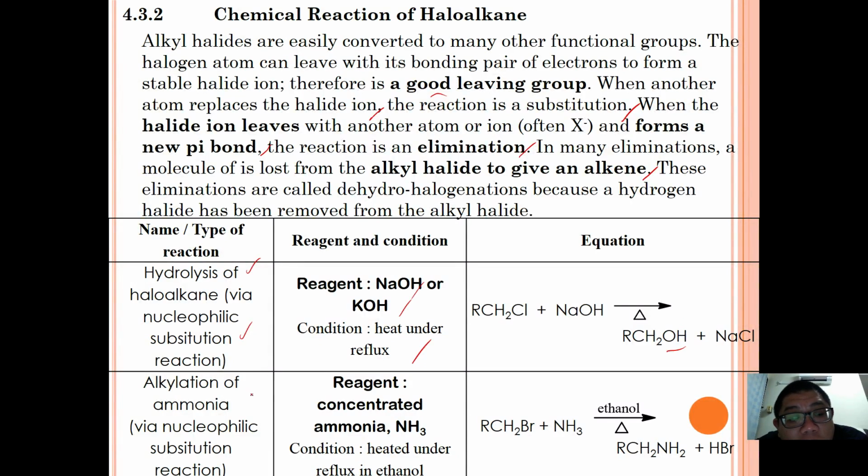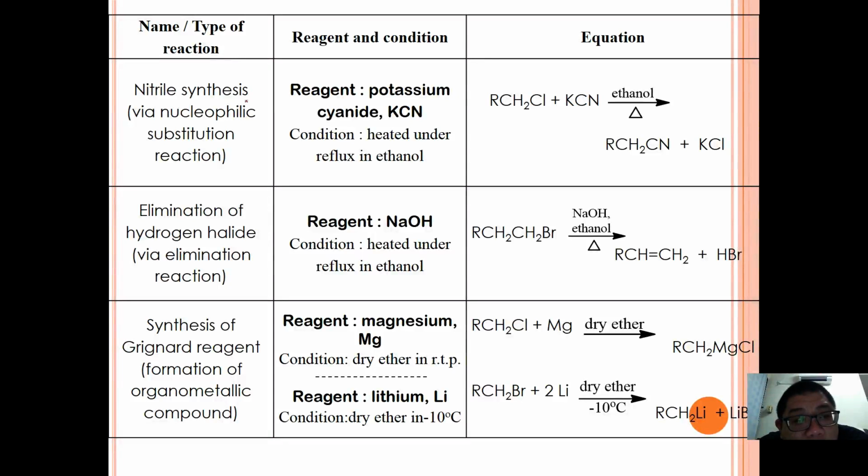Then we also have alkylation of ammonia, also via nucleophilic substitution reaction, where our reagent is concentrated ammonia heated in ethanol under reflux. The general equation can be written as RCH2Br plus NH3 in ethanol under reflux, and you form RCH2NH2 plus HBr. We can also form a nitrile by nucleophilic substitution, where our reagent is potassium cyanide, heated under reflux in ethanol. This nitrile will further form other substances, which we'll discuss in detail later on.